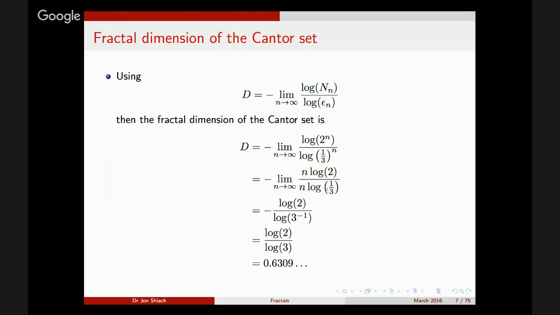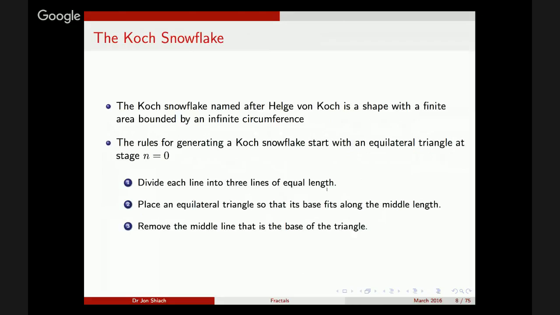This means if we were to carry on forever, our Cantor set has a dimension of 0.6309. Remember, a point has dimension 0, a line has dimension 1. So it's closer to being a line than it is to being a point. So that's the fractal dimension of the Cantor set. That wasn't particularly interesting, but it's a useful example to show about fractal dimension.